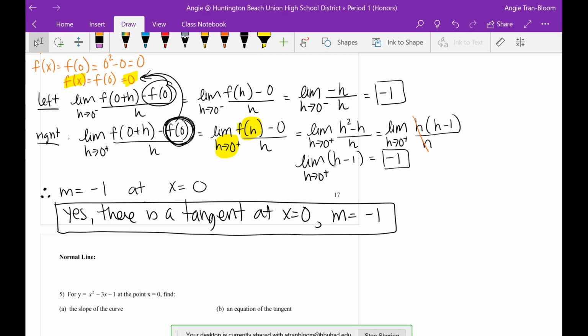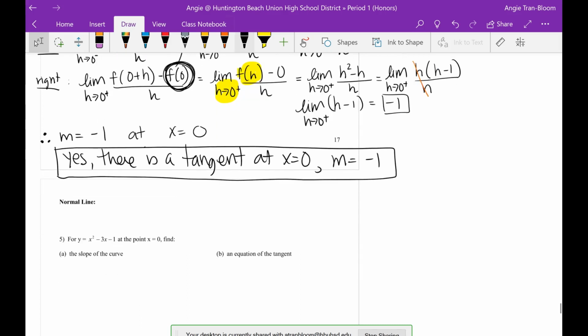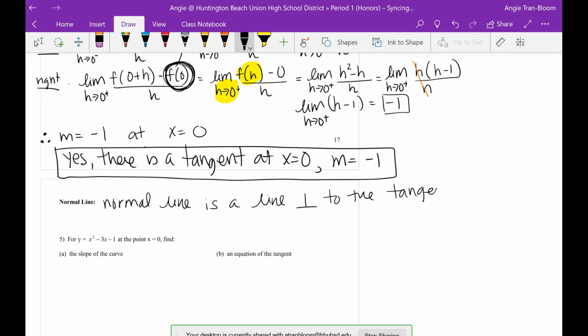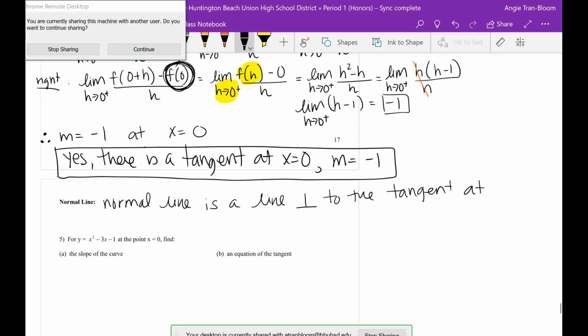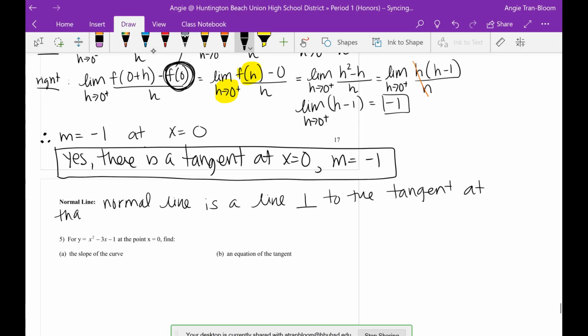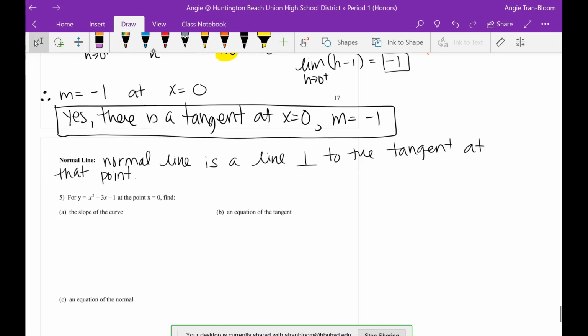Okay. Normal line is actually quite easy. You have done this before. Normal line is a line perpendicular to the tangent, okay, at that point. So normal line, orthogonal, all of that is still perpendicular. All right, here we go.